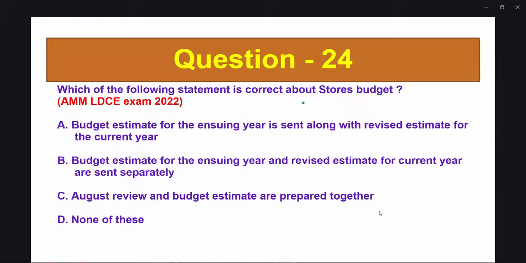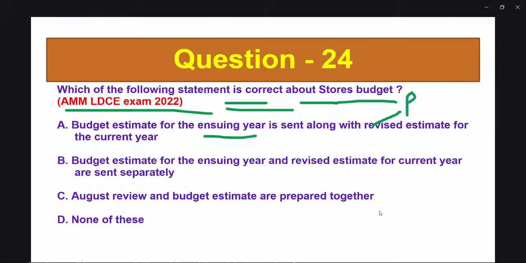Which of the following statements is correct about the stores budget? Please check. AMM LDC 2022. That means one statement is correct. The other 3 statements are incorrect. Please try. Yeah. Please stop. Now check. The budget estimate for the ensuing year, that means next year, is sent along with the revised estimate of the current year. Yes, this is perfect.